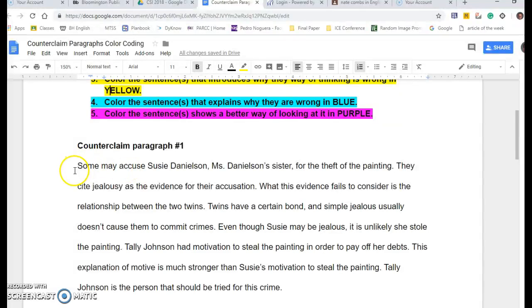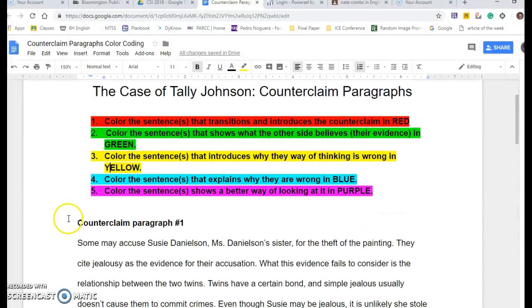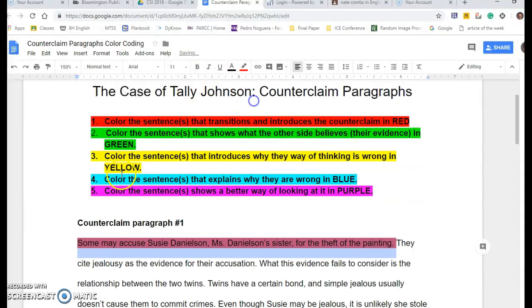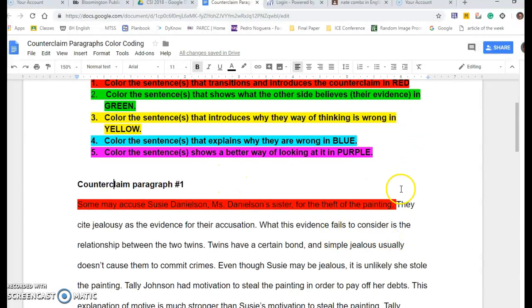So our first sentence says, some may accuse Susie Danielson, Miss Danielson's sister, for the theft of the painting. That sentence looks like it transitions into what we're talking about, and then it also makes their claim that the sister is the one that's responsible for it. So I'm going to go ahead and highlight that one. I'm going to click over here, and I'm going to click on red, and I'm going to make sure that is highlighted in red.